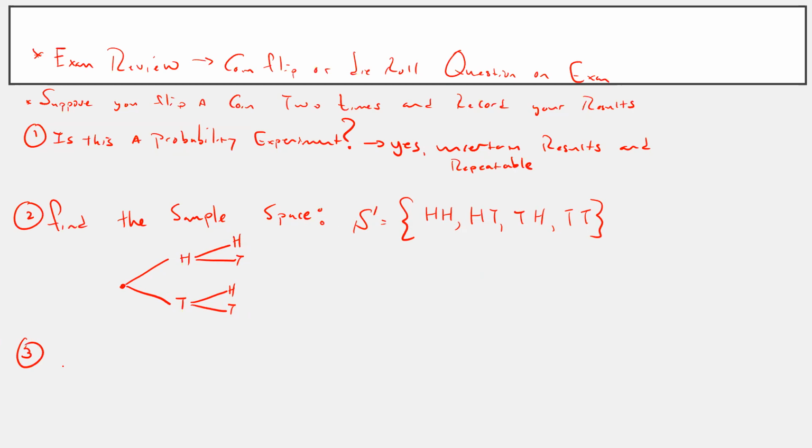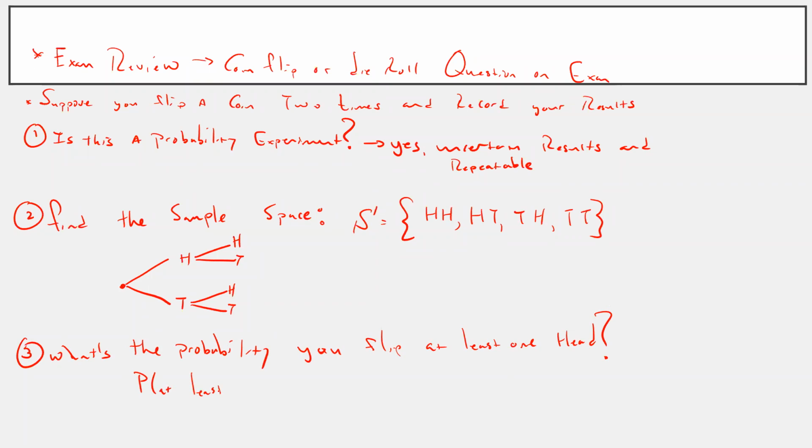So a question might be like this. What's the probability you flip at least one head? You could do this without the complement rule. You could just look at this and say, okay, there are 4 total outcomes: 1, 2, 3, 4. And how many of the outcomes, can anybody put in the chat, have at least one head? 2. So this one and this one, I think. Is this one at least one head? It's got 2 heads, but is that still at least one? Yeah. So it looks like there are 3 here that are at least one head.